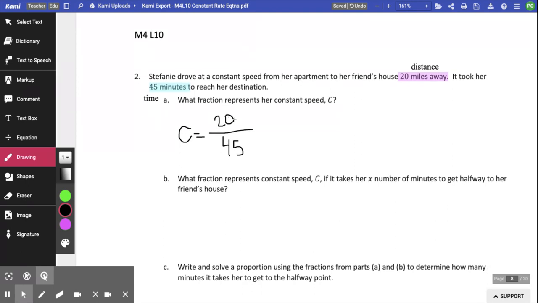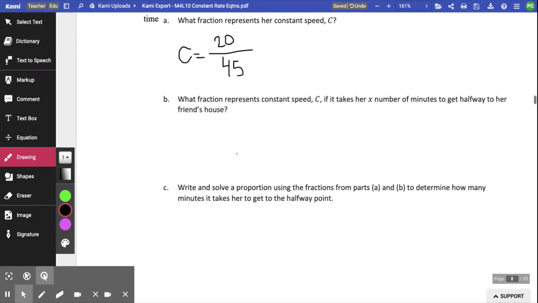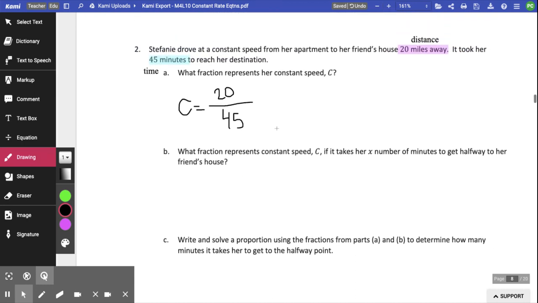Her constant speed is 20 over 45, or 20 miles over 45 minutes. Okay, miles over minutes. Then they ask us a more specific question. This is part B, a more specific time or distance. It says, what fraction represents her constant speed if it takes her an unknown number of minutes, x, to get halfway to her friend's house?